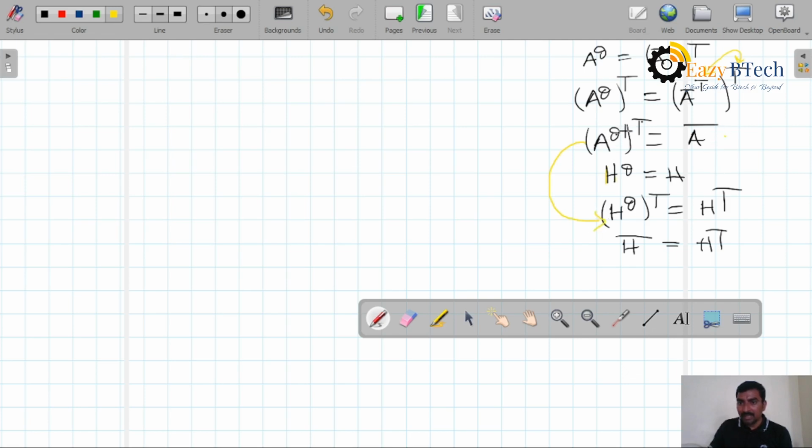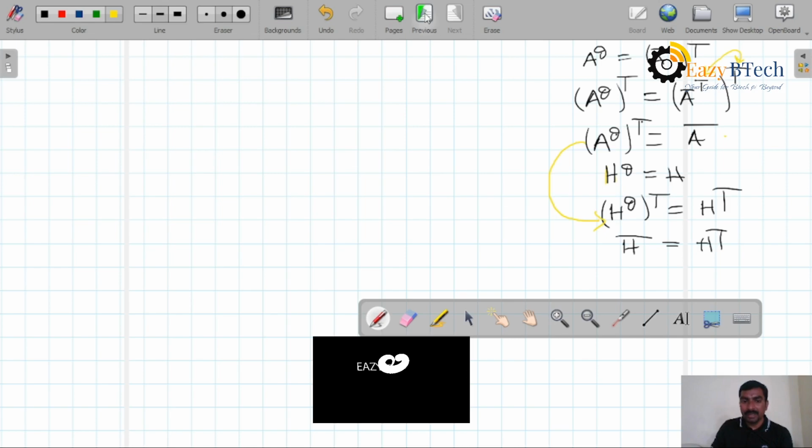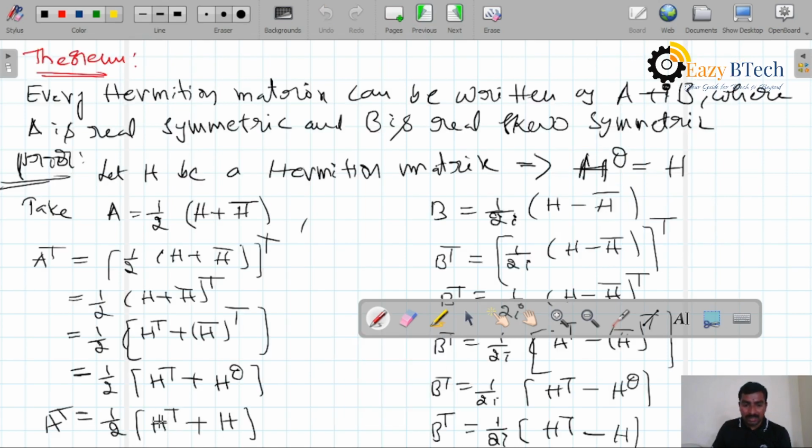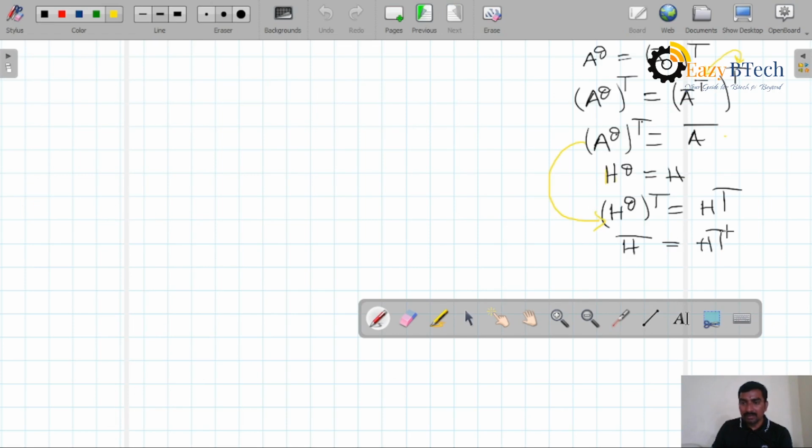A power theta whole transpose equals A bar. Therefore, H power theta whole transpose equals H bar. Therefore, at the place of H transpose, we can write H bar. See the previous page. Here, at the place of H power t, and here also H power t, according to this property, we can write H bar.